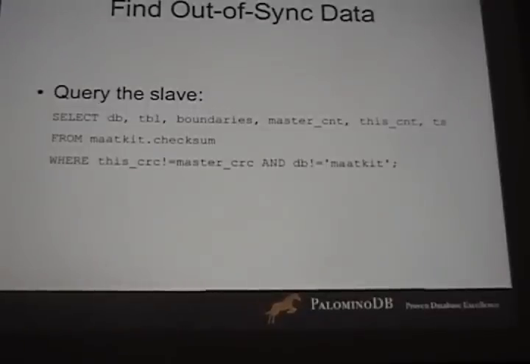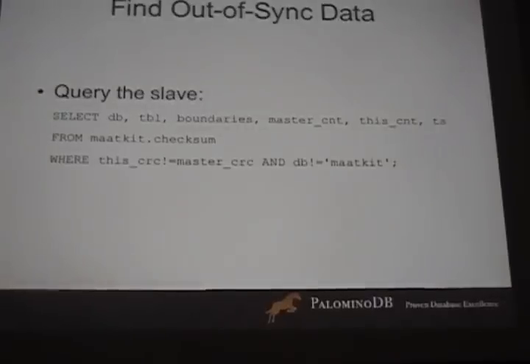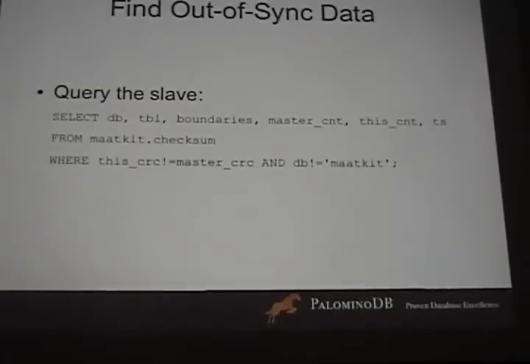So what happens is, on the master it says, what's the checksum of this chunk with these boundaries, whatever. And it comes back with the hex number, the checksum, and it inserts the number into the table, into master CRC. So the query that replicates is insert number into master CRC. Then it says, okay, what's this? It inserts into the table with this CNT and this CRC, the count and the checksum.